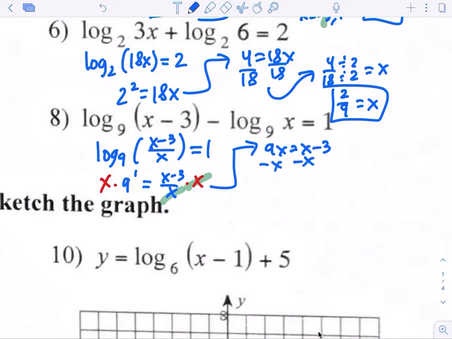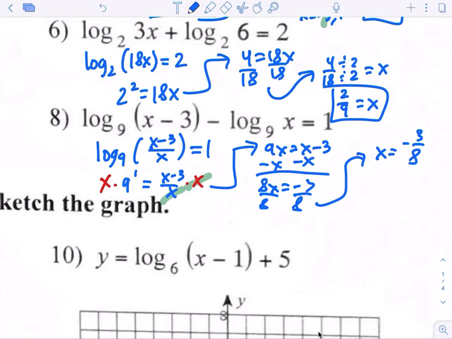Subtract x from both sides. 8x equals negative 3. Divide both sides by 8. x is equal to negative 3/8. And if we plug negative 3/8 into there, we're going to have a log of a negative, so no solution.